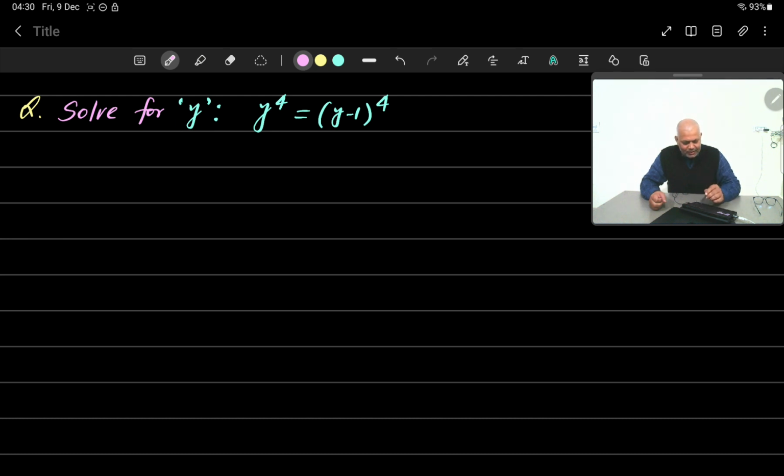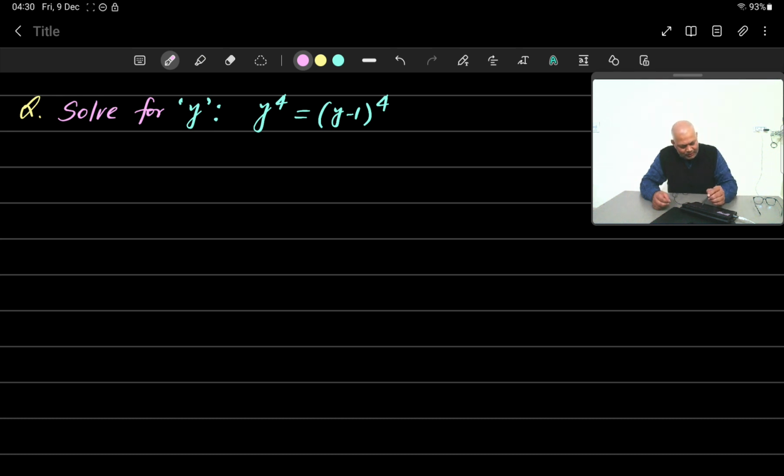Solve for y: y to the power 4 equals (y minus 1) to the power 4. My question is: is this equation of degree 4? Yes or no? Please write me a comment. You can find out the answer in the last part of this video session, so please stay with me till the end. I'm going to solve this question by a very wonderful method.